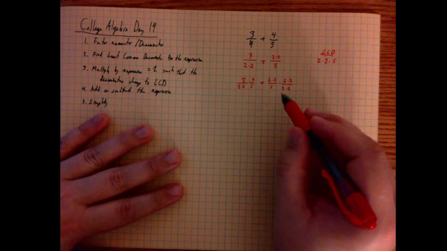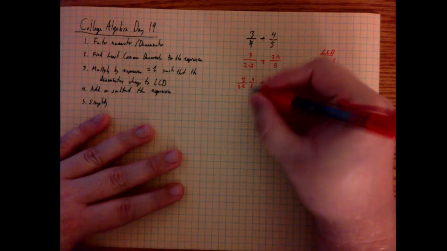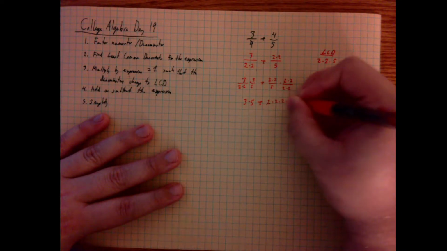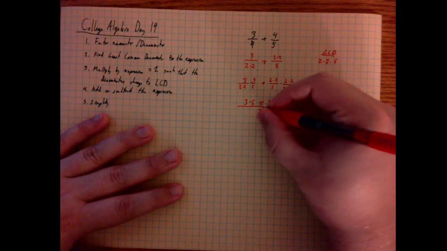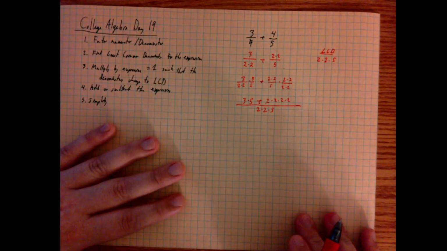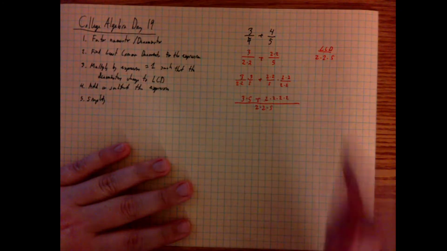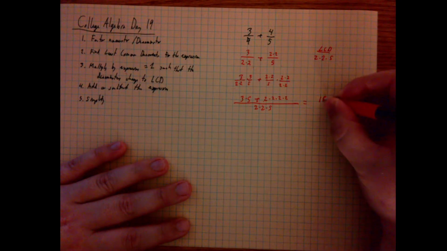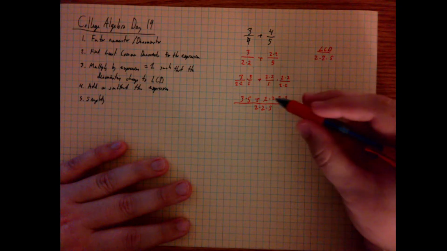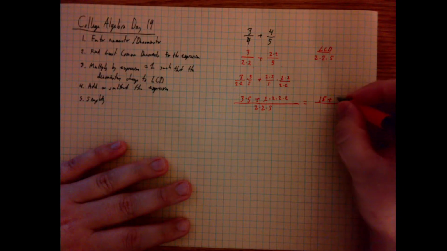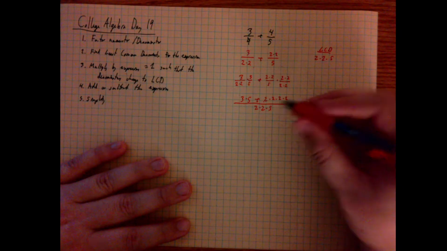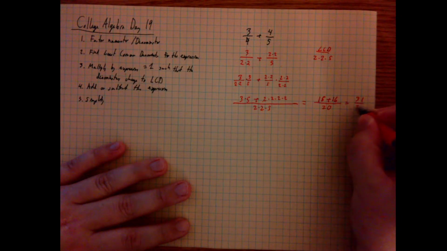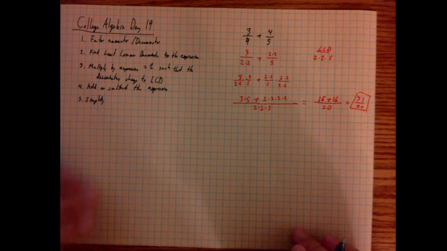Now I can add these expressions. So I have 3 times 5 plus 2 times 2 times 2 times 2, all over my least common denominator, which is 2, 2, and 5. Now my last step is to simplify. 3 times 5 is 15. 2 times 2 times 2 times 2: 2 times 2 is 4, times 2 is 8, times 2 is 16. 2 times 2 times 5 would be 20. And then we simplify some more, becoming 31 over 20. And this is our answer.